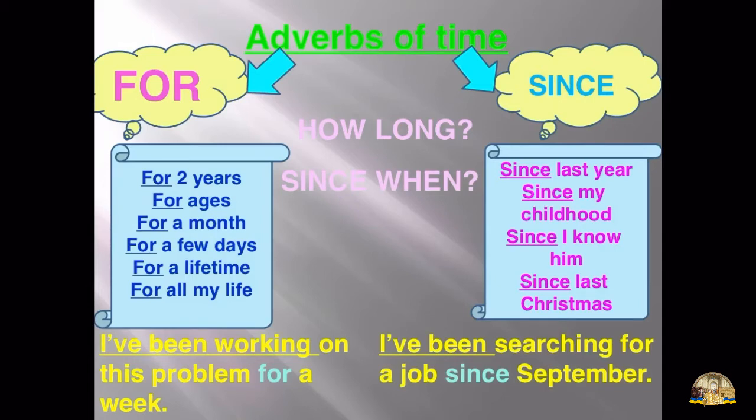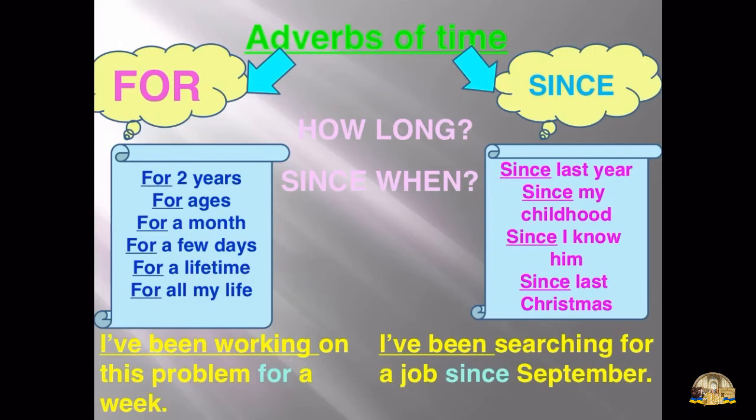The main of them are for and since. These two words answer the questions: How long has the action been going? How long was that? For how much time? And since answers the question, since when has this action been going on? For example, for 2 years, for ages, for a month, for a few days, for a lifetime, and for all my life. How long have you been working on this problem?